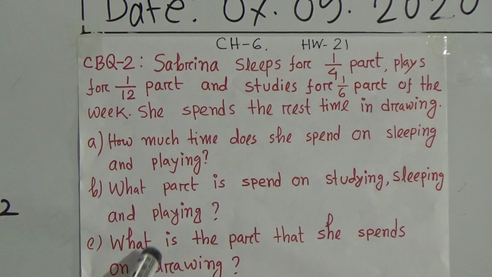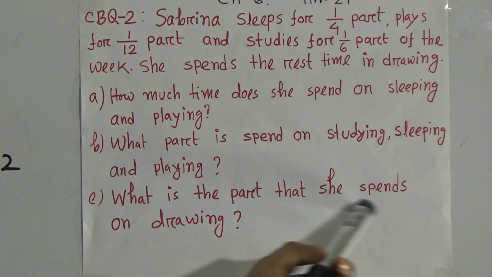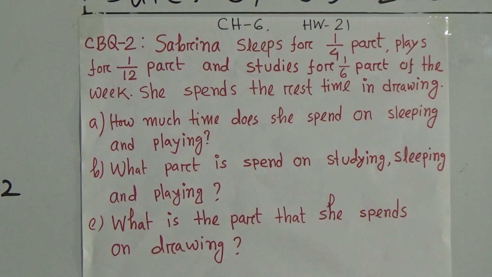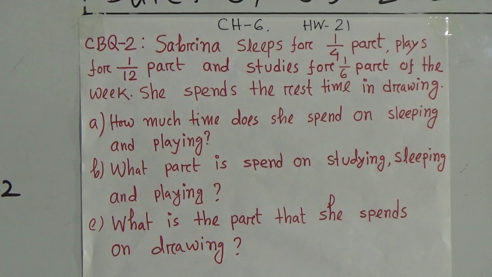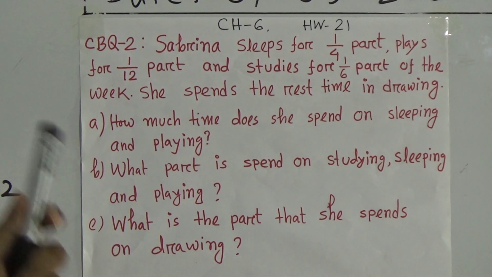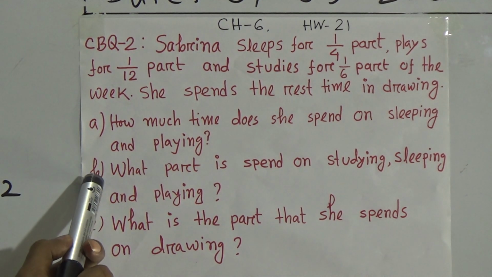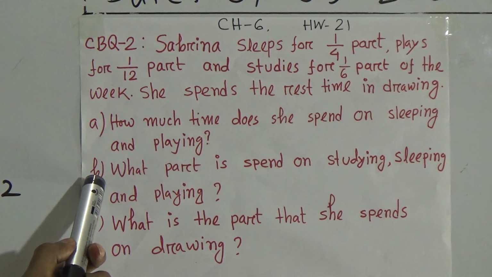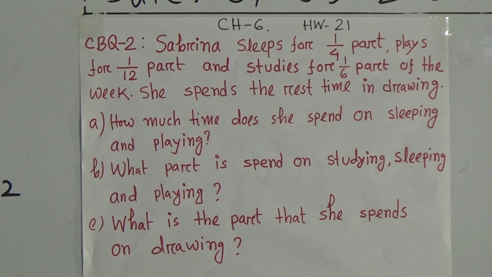Similarly, what is the part that she spends on drawing? Look, the rest of the part she spends on drawing. That means the total part is 1. Then you subtract from 1 the result which you got in B number. Okay? Then you get the required result.